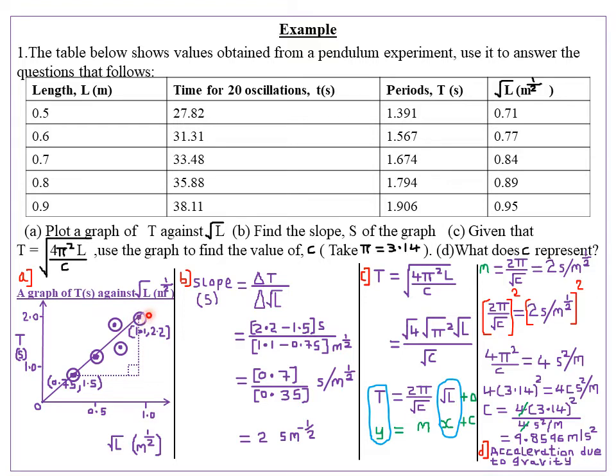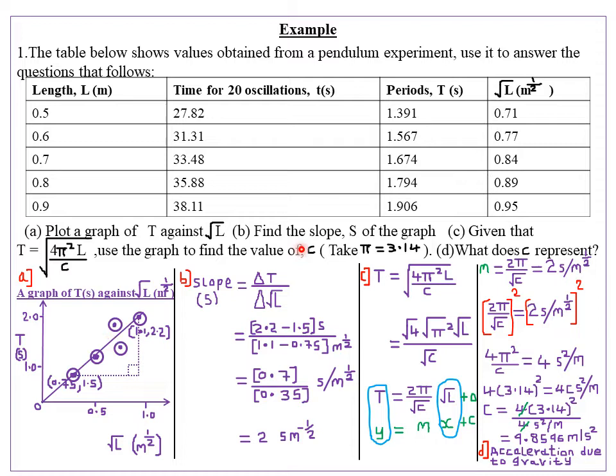Then be careful also not to leave a hanging graph. Ensure that your graph touches at least one of the axes. For example, my graph here, I've extrapolated it to touch my 0, 0. That is my time axis and also the root L axis. So avoid leaving hanging graphs. Ensure that your graph touches at least one of the axes.